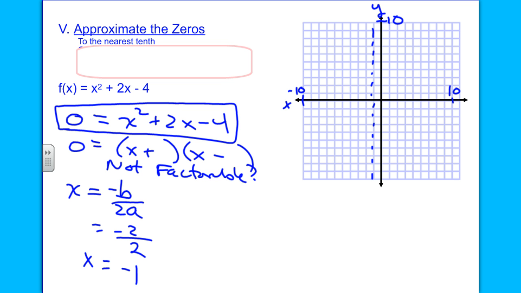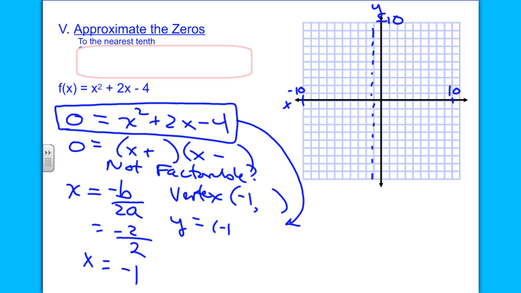Okay, so we have that. So what can we now find since we have that axis of symmetry? What does that mean? Vertex. Good. Find your vertex. Yes, the x value of the vertex is at negative 1. So we're going to use this equation. y will equal this equation, right? Negative 1 squared plus 2 times negative 1 minus 4.